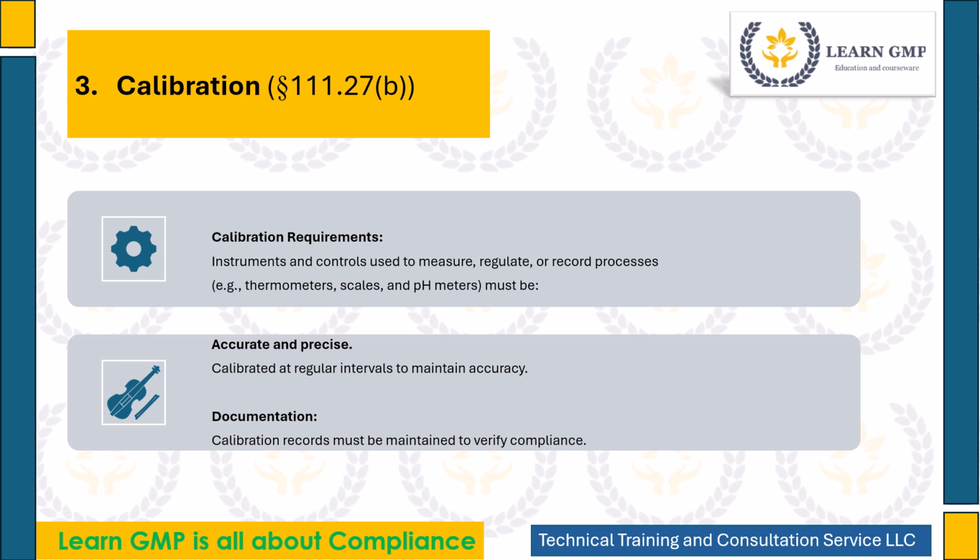Calibration requirements. Instruments and controls used to measure, regulate, or record processes, for example, thermometers, scales, and pH meters, must be accurate and precise, and calibrated at regular intervals to maintain accuracy. Documentation. Calibration records must be maintained to verify compliance.